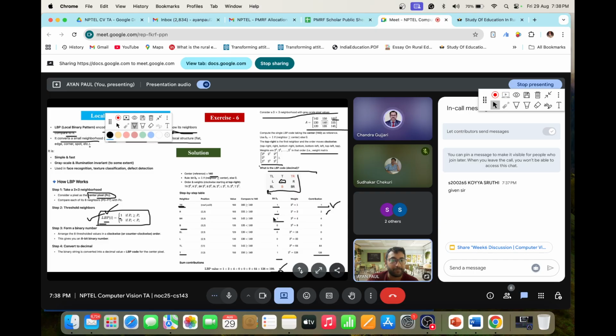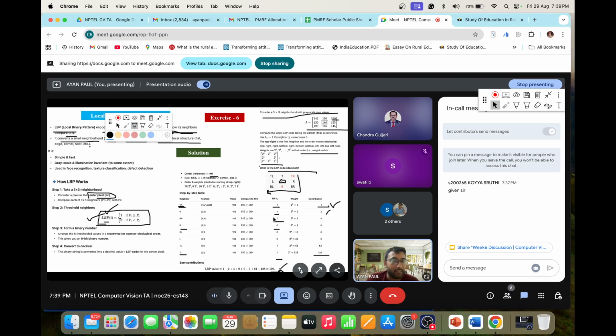One minute, sir. Yes, please. In this exercise, the matrix center code 140 is given. Yes, 140, that is the center, right? So you may consider 140 as the center. Similarly, in other problems, if the code is not given, the center value only we have to consider as the reference code, right? Yes, you can consider the center as reference if nothing is given.